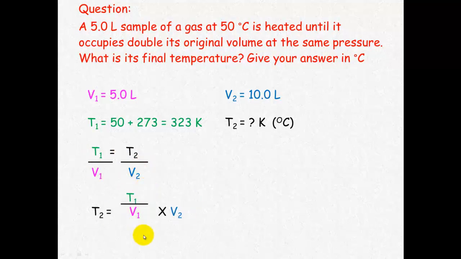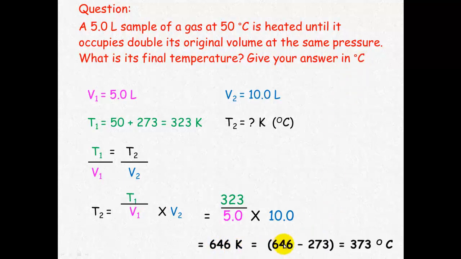Manipulate that around and plug in your values, and you get an answer of 646 Kelvin. Remember, you've got to change it to degrees Celsius. So we need to subtract 273, so you get an answer of 373 degrees Celsius.